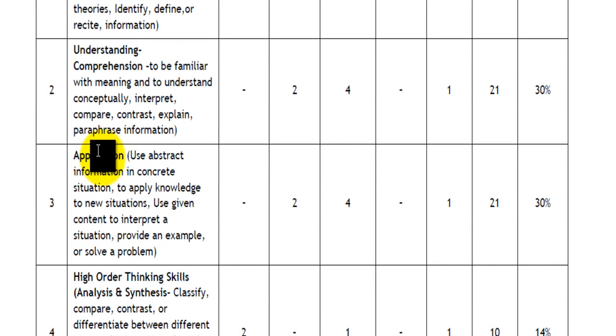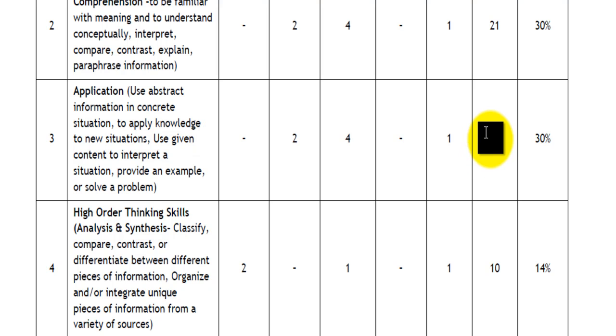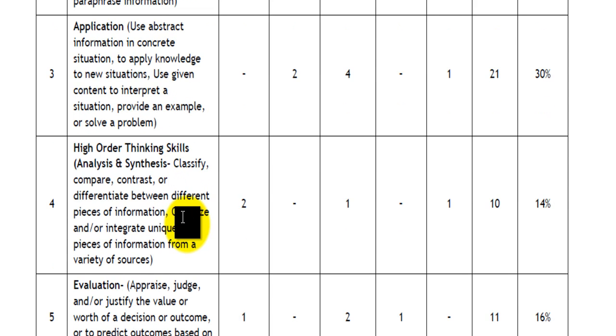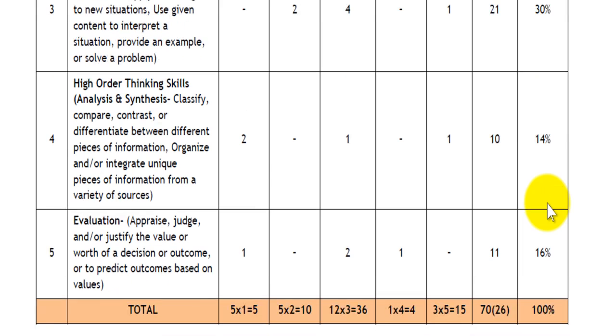Then there are questions based on application. There will be 2 short answer 1 type questions carrying 2 marks, 4 3-marker questions and 1 5-marker long answer type question totaling to 21 marks. Then there are questions based on higher order thinking skills which are on a difficult level. There will be 2 very short answer type 1-marker questions, 1 3-marker question and 1 5-marker question totaling to 10 marks and a weightage of 14%.